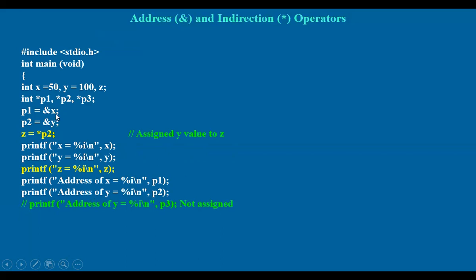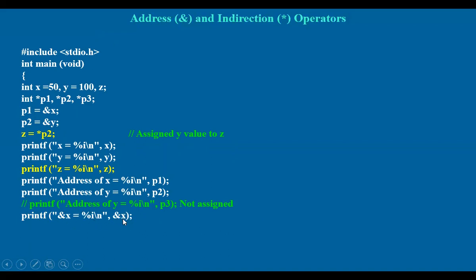The address of X is assigned to P1, the address of Y is assigned to P2, but not P3. P3 is not assigned any address, right? So if you want to display P3, it gives some junk value. We cannot get anything because we haven't assigned anything to this particular P3 pointer. That's why I put it as a comment, just for your understanding.